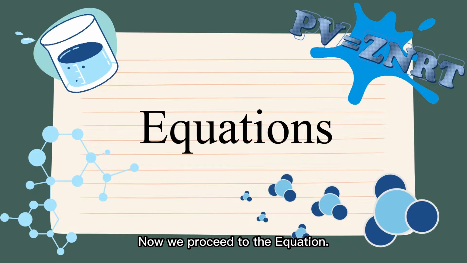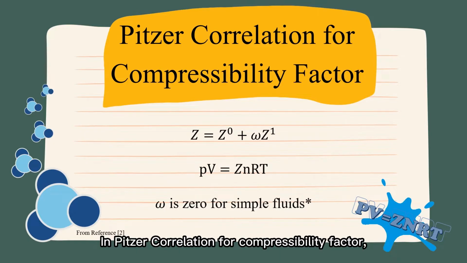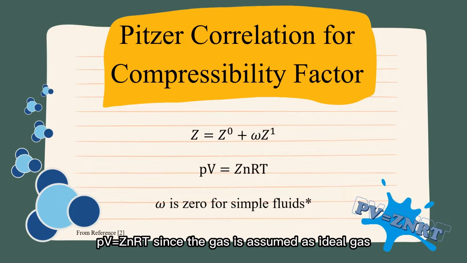Now we proceed to the equation. In Pitzer correlation for compressibility factor, the equations related are Z equals Z0 plus omega Z1, and PV equals ZnRT since the gas is assumed as ideal gas.